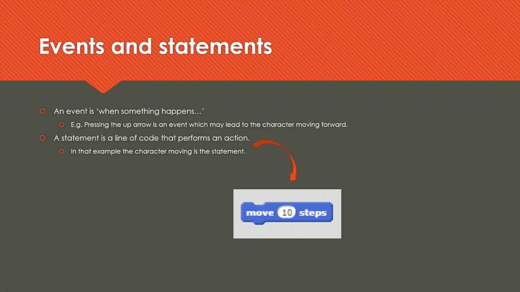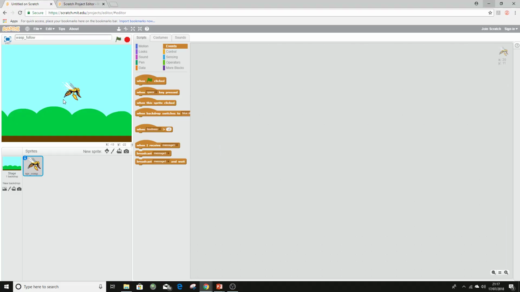A bit like when you're playing a game, that's how it works. So we need an event and we need a statement. So our events, we are going to use when space is clicked or pressed, because we pressed a key. So when the space key is pressed, we need it to do something.